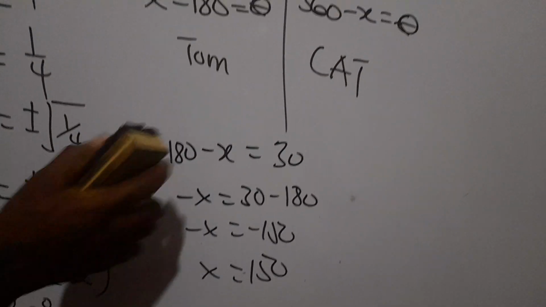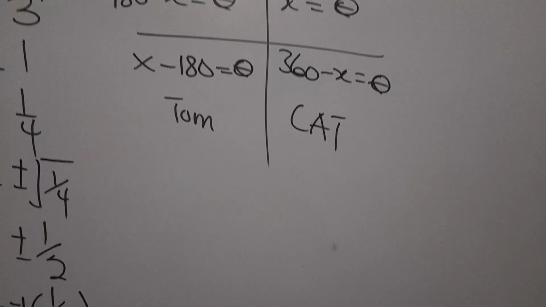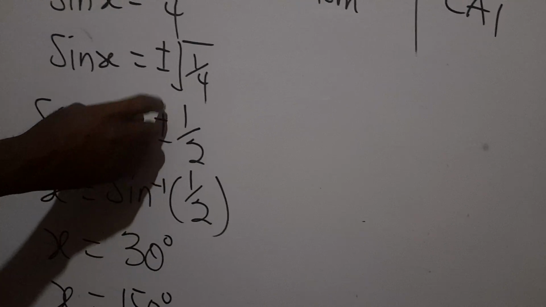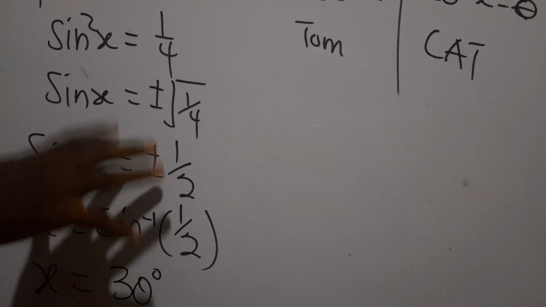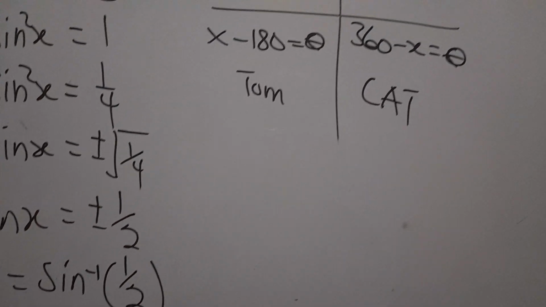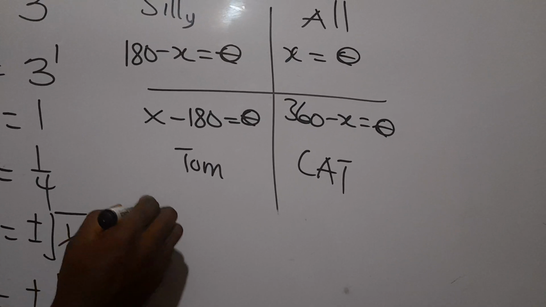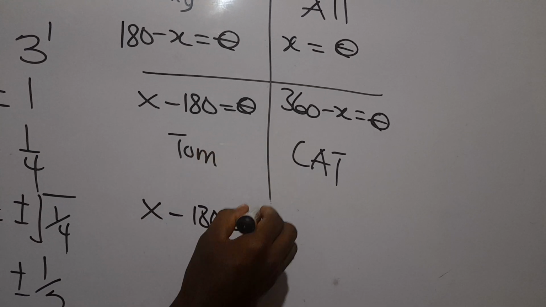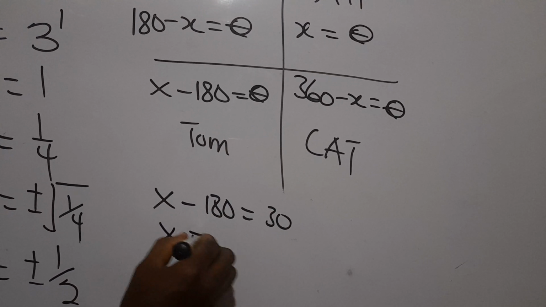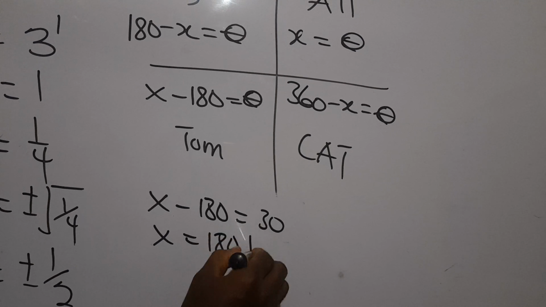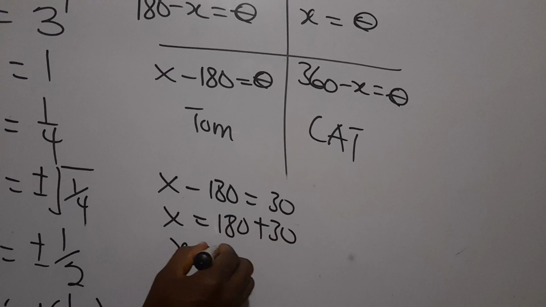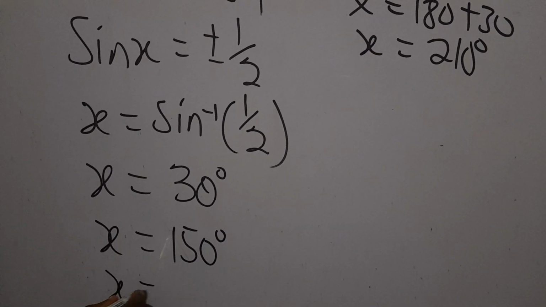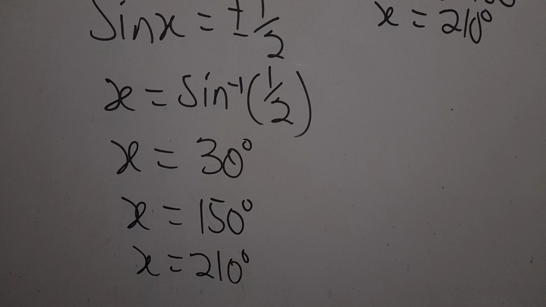Now let's come to this third quadrant where sine is negative. Remember, the values are plus or minus, so where they are all positive and where they are all negative. So we use this quadrant. So x minus 180 should be equal to theta, which is 30. So our x will be equal to 180 plus 30, and our x will be equal to 210 degrees. So we can also say that x is equal to 210 degrees.